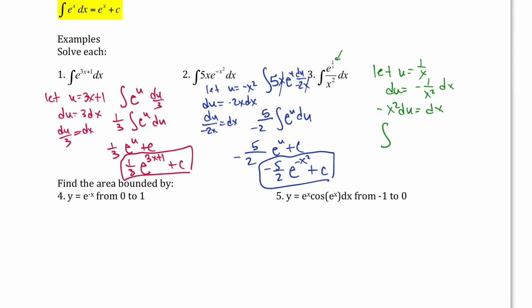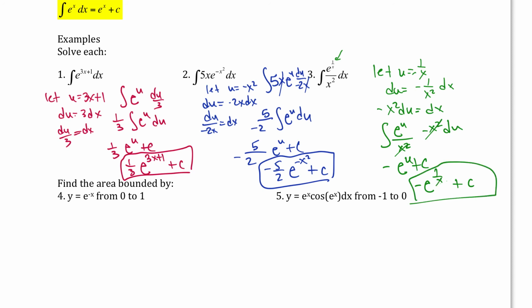So I have the integral of e to the u over x squared, and this is negative x squared du. So that goes away with that. I put the negative out in front, and I'll integrate, and I'll just get negative e to the u plus c. So this becomes negative e, and u is 1 over x, sorry, just 1 over x. Let me erase this, see if I can write it out a little bit better. The u is 1 over x. Okay, there we go.